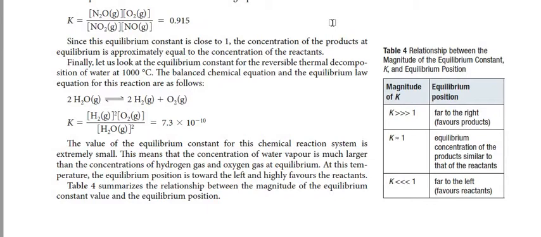Table 4 summarizes the relationship between the magnitude of the equilibrium constant value and the equilibrium position. So when K is much greater than 1, the equilibrium position is far to the right, which favors products. When K is approximately equal to 1, the equilibrium concentration of the products is similar to the concentration of the reactants. And when K is much less than 1, the equilibrium position is far to the left, which favors the reactant side.